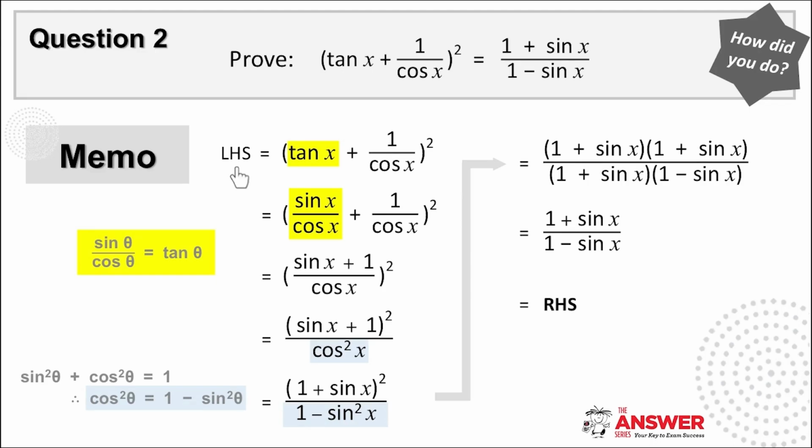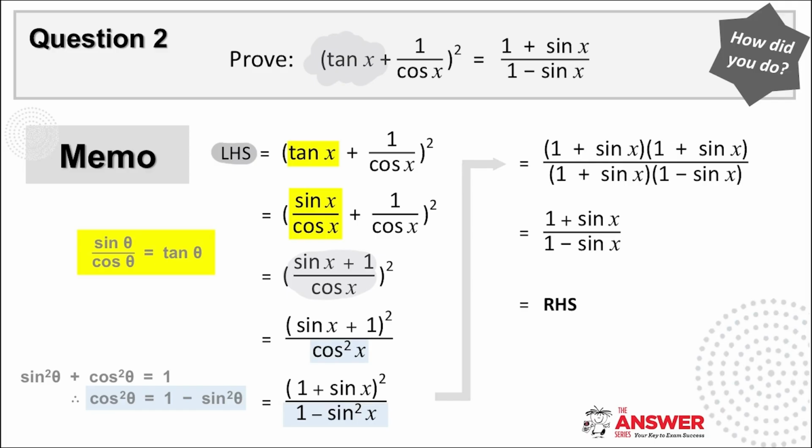Let's start with the left-hand side. Did you notice that there was a tan on the left, but that the right-hand side was all in terms of sine? This is a clue to use the tan identity. You now have both fractions with a denominator cos x, which means we can add the fractions easily.